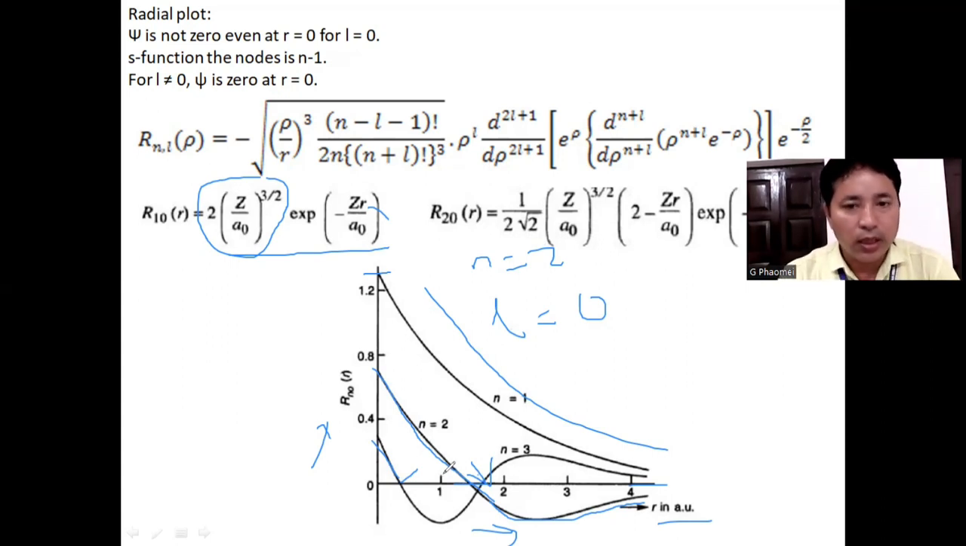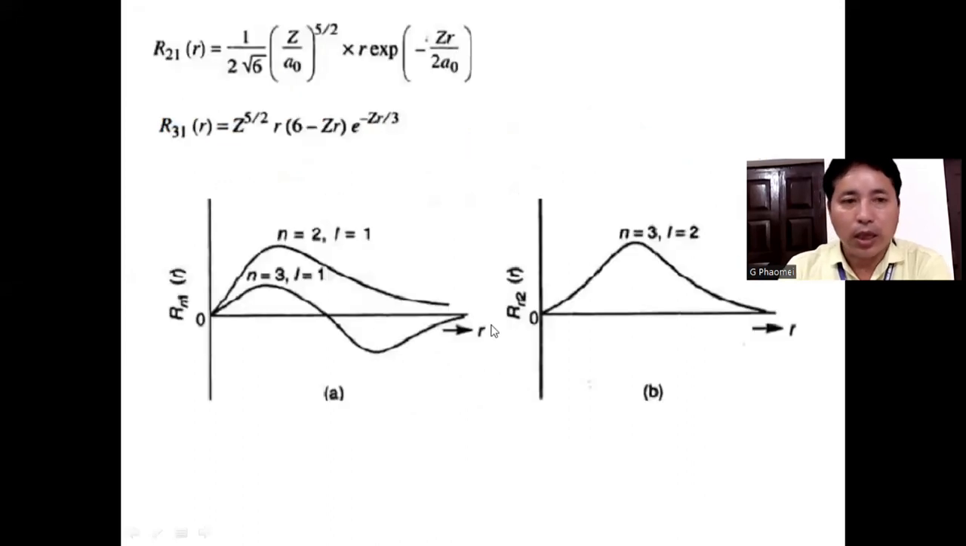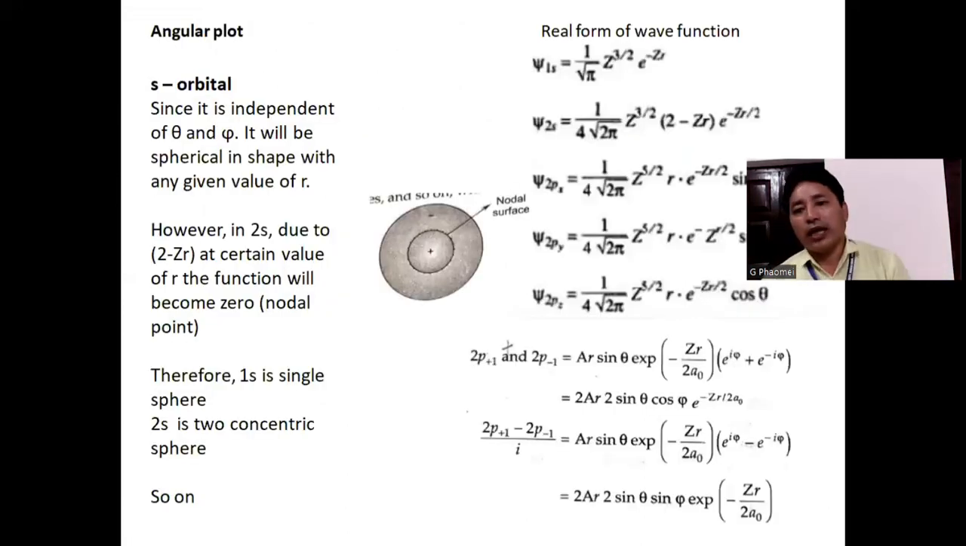This has been covered at the graduation level also, but we do not solve the radial wave functions coming from the radial equations. So if you plot for 2p or 3p, we can get the radial plot like this, and I'm not going to take too much time here. So that is the radial plot.